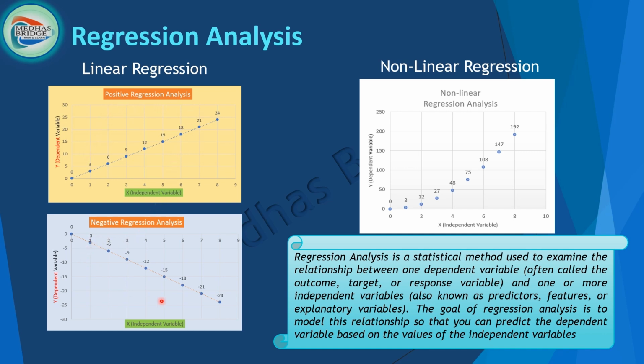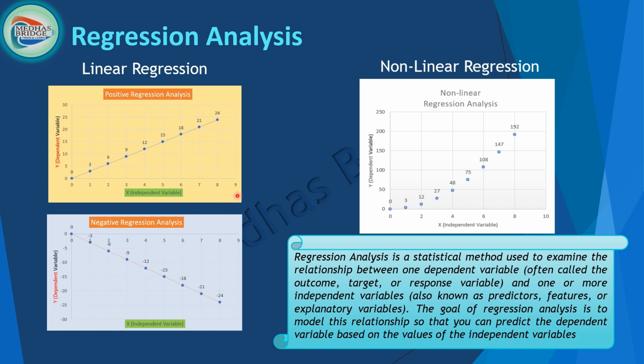If you look at this one, this is an example of negative regression. The reason is that for the change in X there is a change in Y, but the Y is in decreasing order, and hence this is called negative regression. The change is also linear, and hence this is a negative linear regression analysis, right? This is a linear regression.